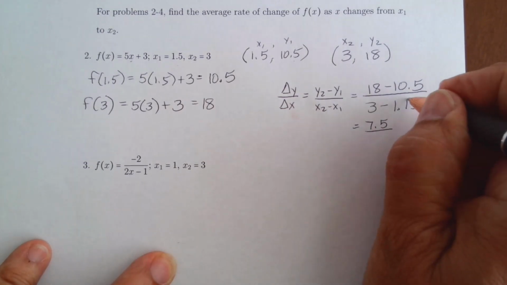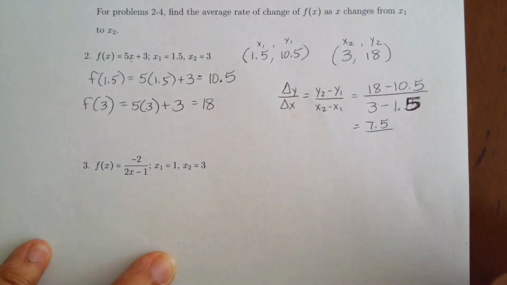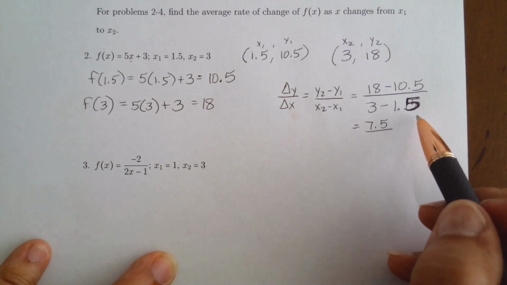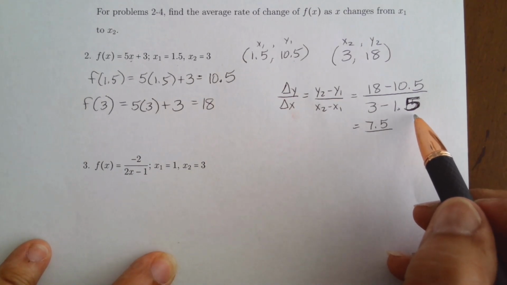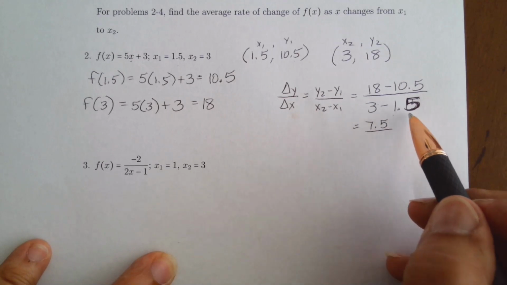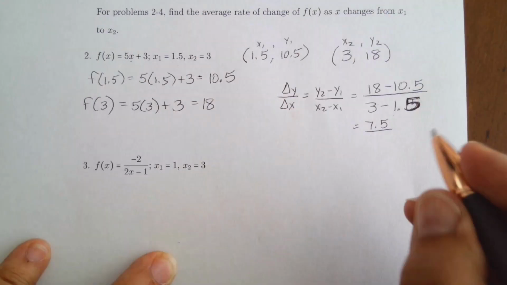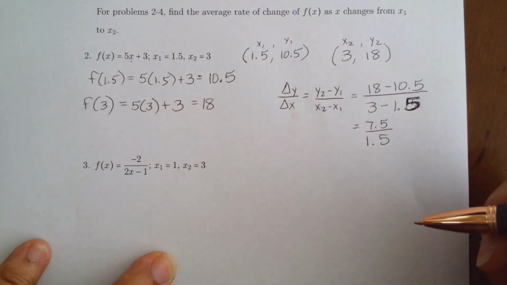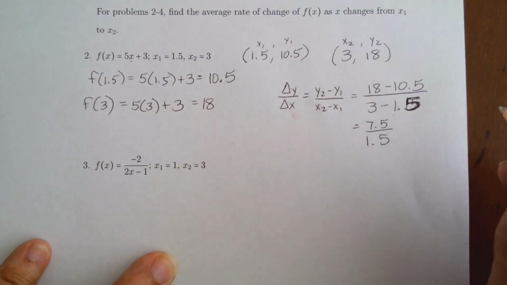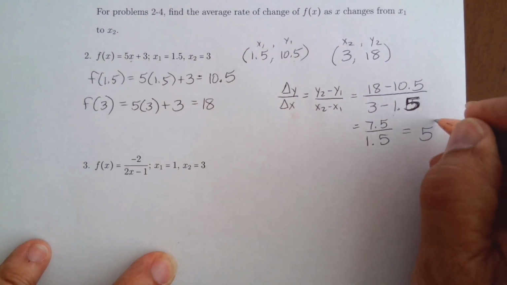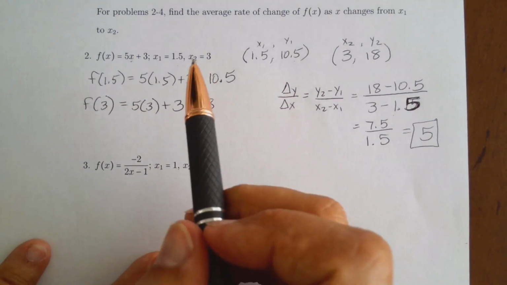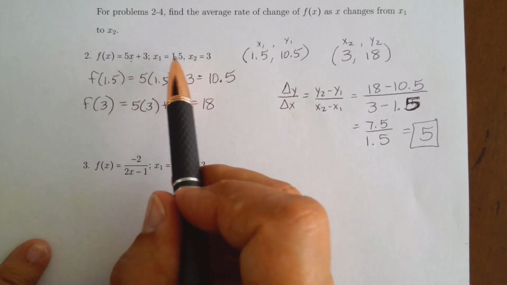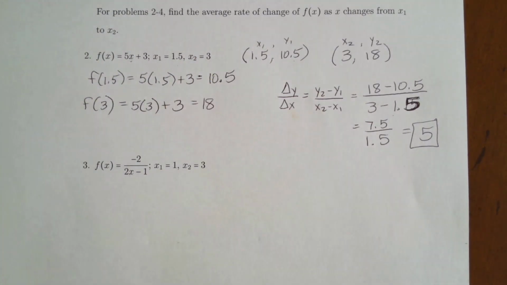Okay, that was just writing too many ones. Sorry about that, 1.5. I think I said 1.5, but I wrote 1.15. All right, so 3 minus 1.5 is 1.5. So you can do this in your calculator, 7.5 divided by 1.5, and you end up with 5. So there is the average rate of change in this function just from those 2 points. Not the whole function, but just from x1 to x2.